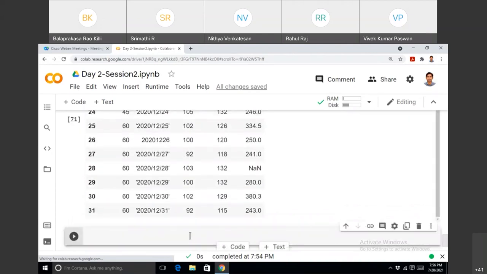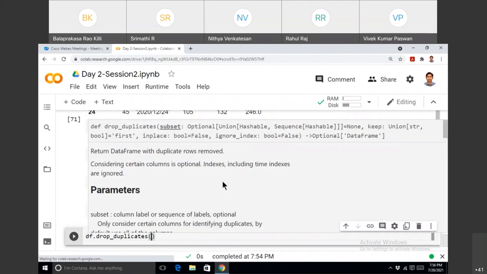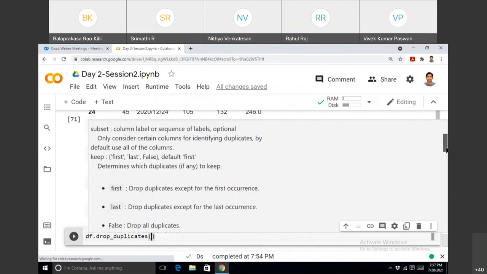Okay, so I hope df.drop_duplicates will support some option, you see: keep, boolean, first, inplace, ignore_index maybe. One of these options may give that kind of functionality.